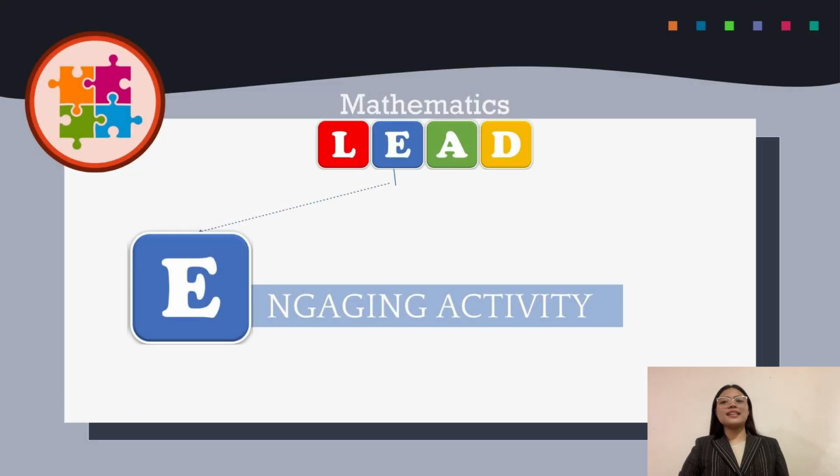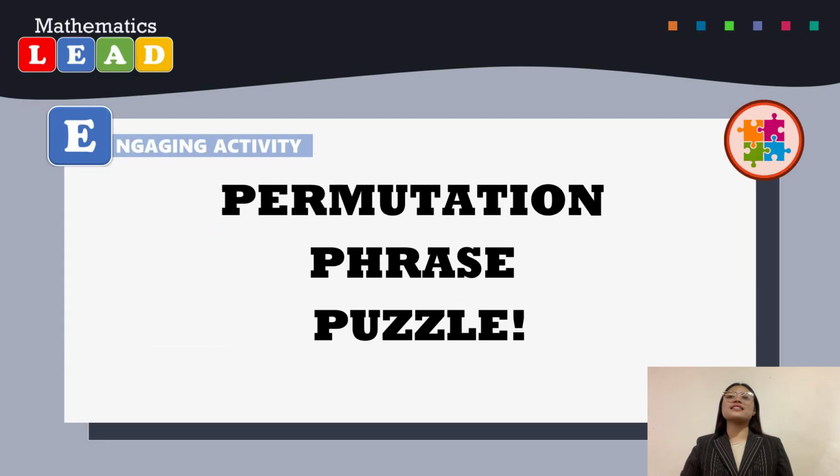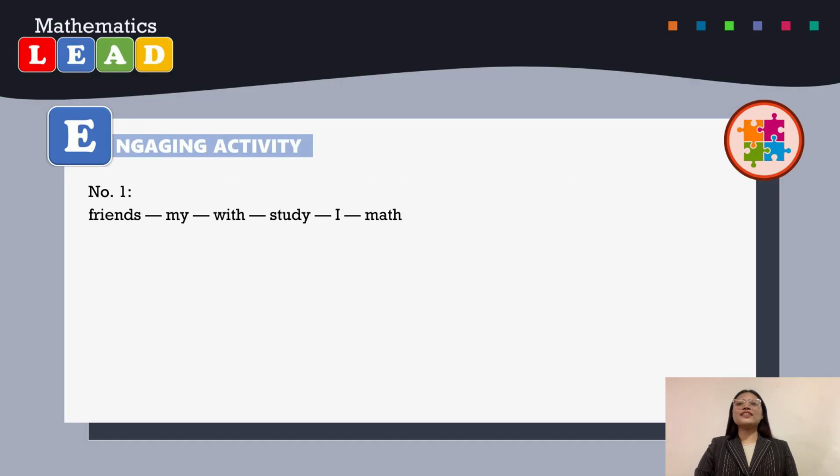To begin our lesson, let us start with a short activity. This game is called Permutation Phrase Puzzle. I will show you a scrambled phrase composed of 6 or 7 words, and your task is to arrange them to form a meaningful sentence. Here is your first challenge. These 6 words form a meaningful sentence. What do you think is the correct arrangement? Try to say your answer aloud or guess mentally.